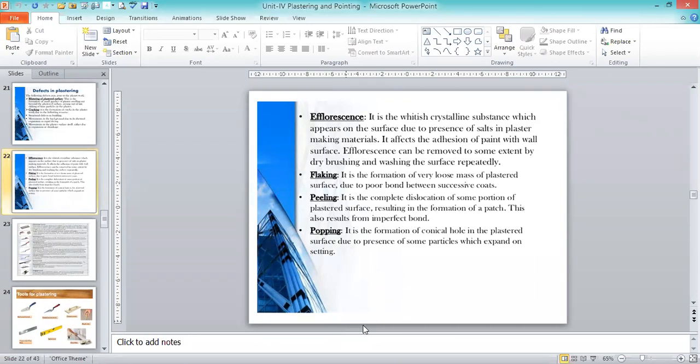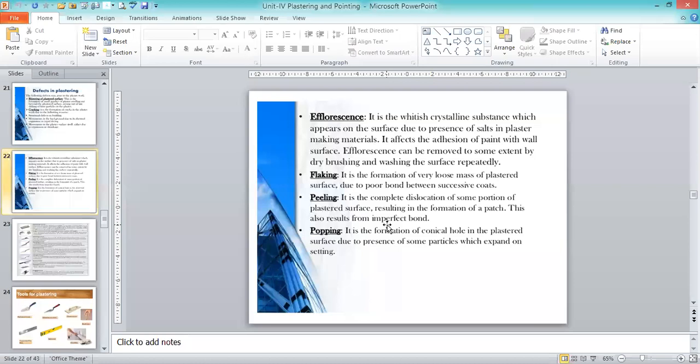Flaking is the formation of a very loose mass of plastered surface due to poor bond between successive coats. So flaking means the bond is not properly done. In brick masonry or stone masonry, we have various bonds, and a poor bond is going to give flaking. Then the peeling. Peeling means it is going to be coming out.